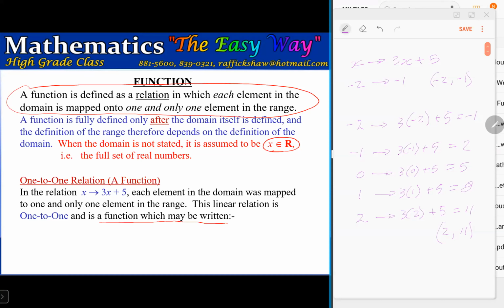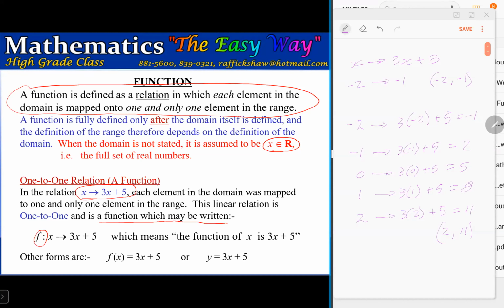And when you introduce it as a function, you can now write it in a way different from this. That's when you know it's a relation. But now that you know that it's a function, you can write it like that by putting this in front of it. It's not just a relation anymore, it is now a function, right? And that means the function of x is 3x plus 5. You can also write it like that: f of x equals 3x plus 5, or go back to y equals 3x plus 5.